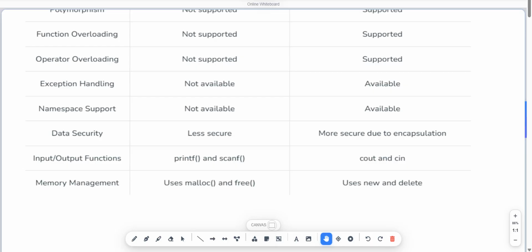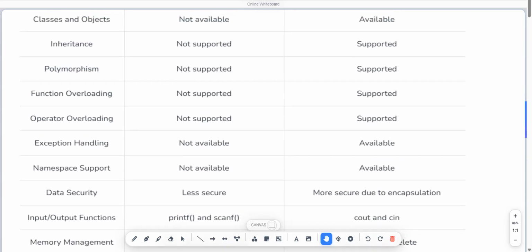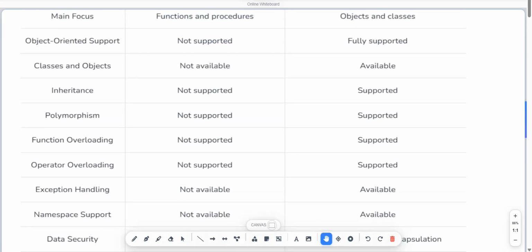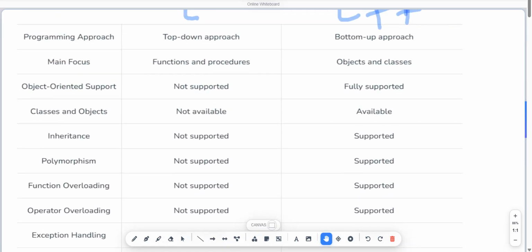Another important thing is memory management. C uses malloc, free, calloc, realloc. Okay. Whereas coming to CPP, new and delete, only two. What is the purpose of new and delete, and what are the different features we have discussed now? Inheritance, polymorphism, function overloading, operator overloading, exception handling, namespace, memory management, class objects. These are all we will discuss.